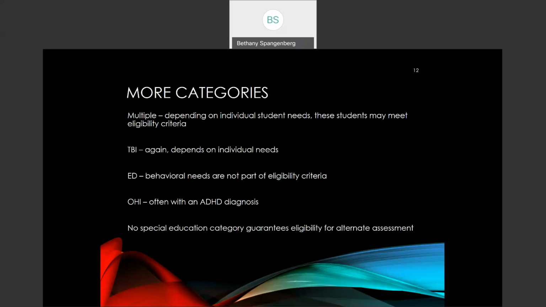Similarly, when other health impairment is the primary disability for a student because the student has been diagnosed with ADHD, this is not an indication that the student meets eligibility criteria. IEP teams must consider evidence that the student's health impairment is tied to a significant cognitive disability. Eligibility should always be an IEP team discussion for students with disabilities. It should never be assumed based on disability category.